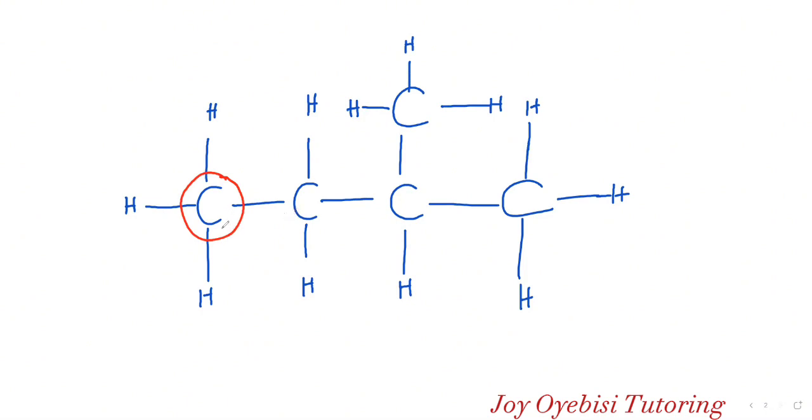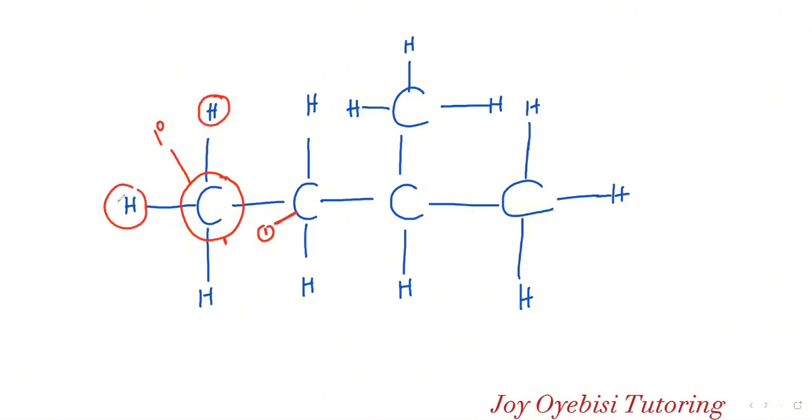In this case, this carbon here has only one carbon, which is this, connected to it. So we say that this carbon is primary. And when we do primary, we use 1 degree to represent that. So that carbon is a primary carbon.